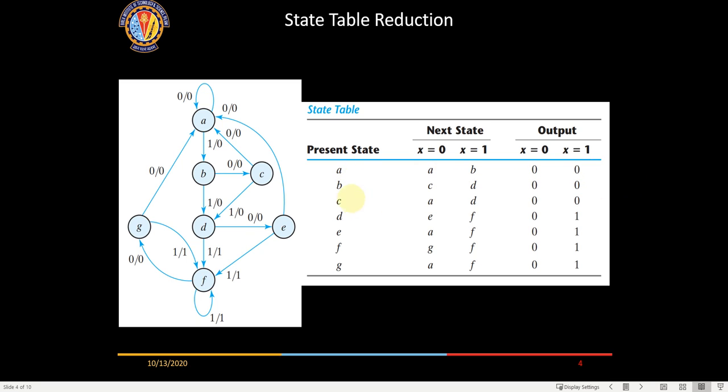Similarly for B, C. Okay, let me read out one more for B also, so that there is no doubt. For B, if the input is 0, it is going to C. If the input is 1, it is going to D, and the output continues to remain 0. For D, if the input is x is equal to 1, the output is going up to 1. So exactly whatever we have drawn in the state diagram, we have represented it in the state table.